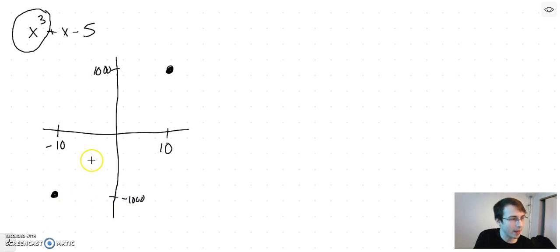And there can be two curves, or two turnaround points. So maybe we look something like this.